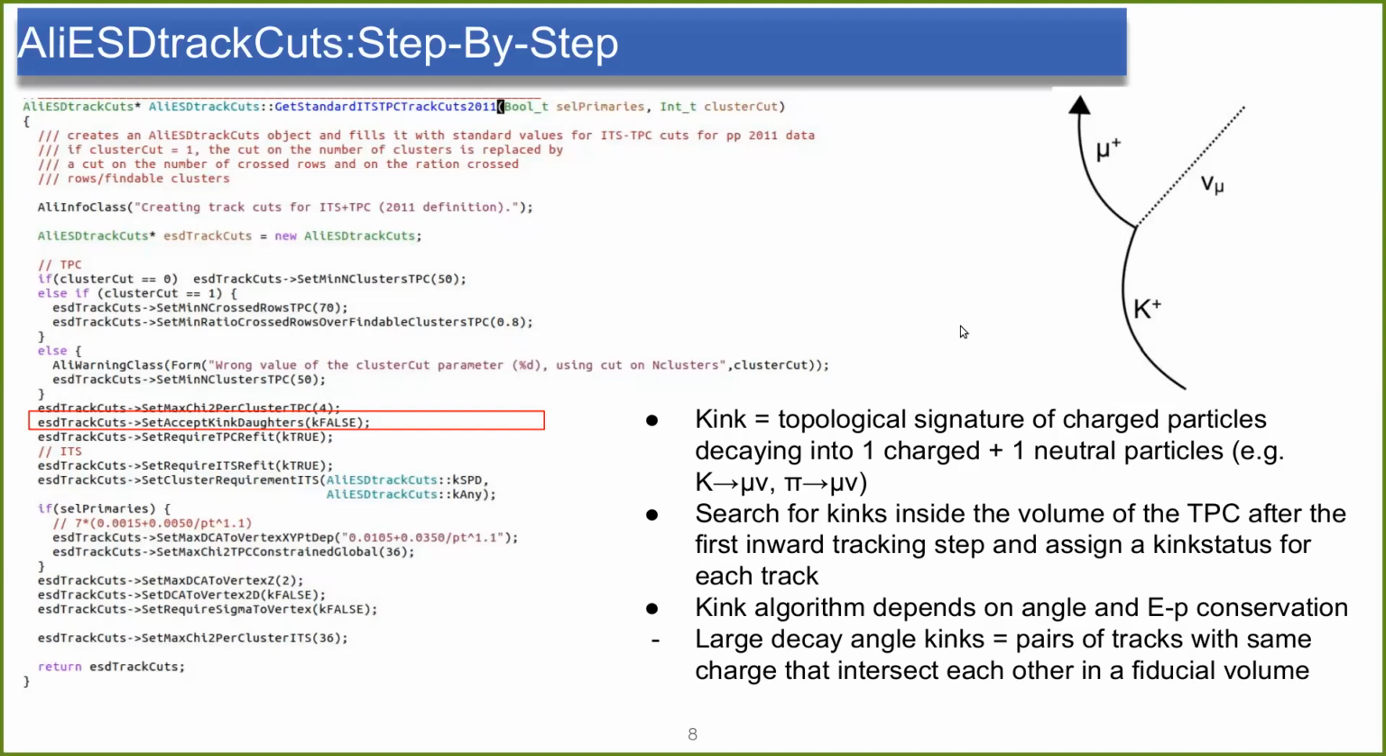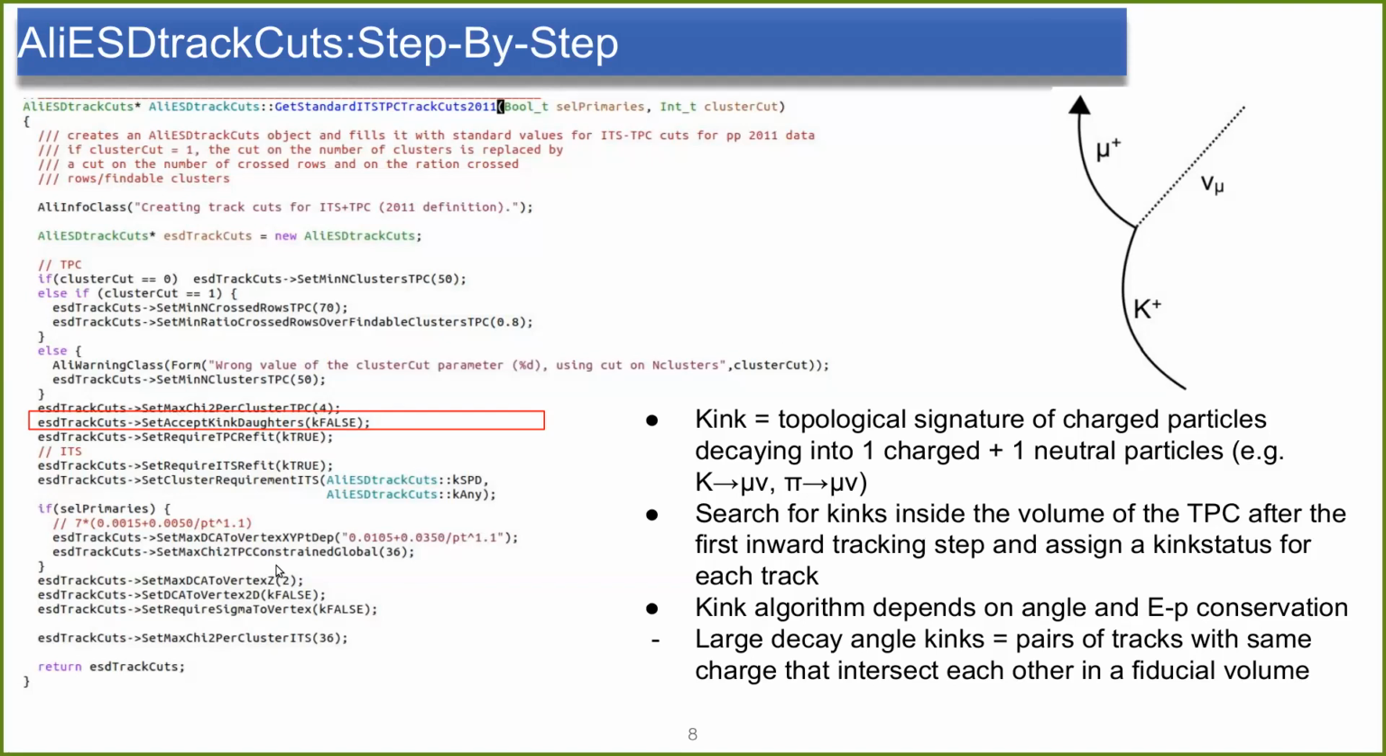In our analysis, we always use the primary tracks. These kink tracks are not tracks from the primary particle, not originating from the primary vertex. That is why in our analysis we always reject this kink daughter track, that is basically this muon.